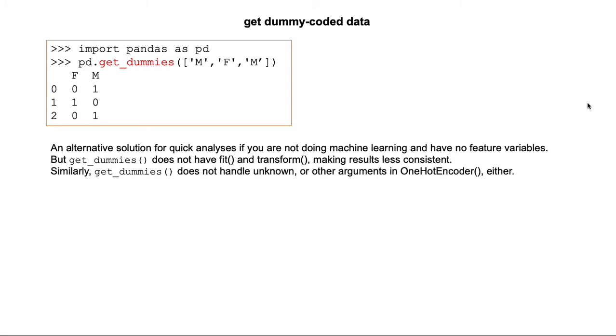If you are not doing machine learning and have no feature variables, an alternative solution for quick analysis is to use getDummies from the pandas package to get dummy-coded data. But just keep in mind, getDummies does not have fit and transform functions, making the result less consistent. Similarly, getDummies does not handle unknown or other arguments available in one-hot encoder either.